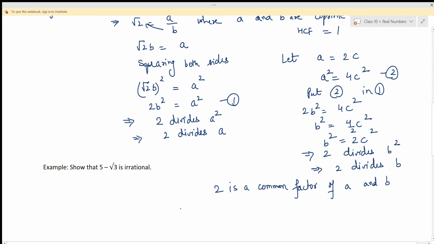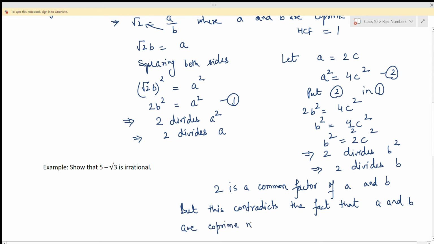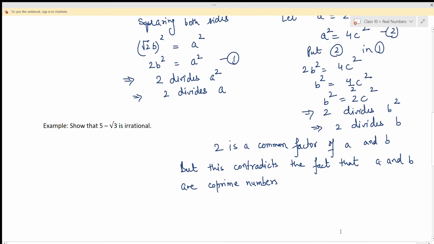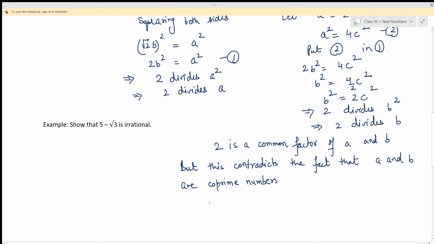But this contradicts the fact that a and b are co-prime numbers. So what will I say? That our assumption was incorrect.